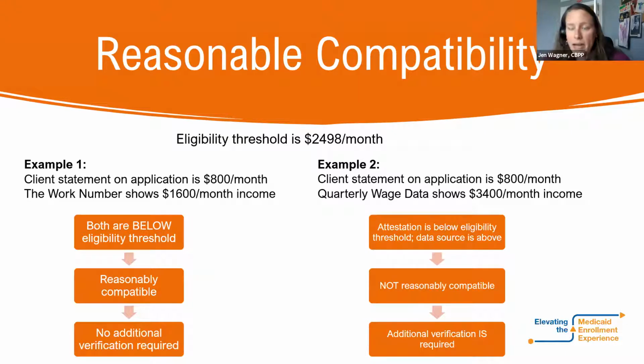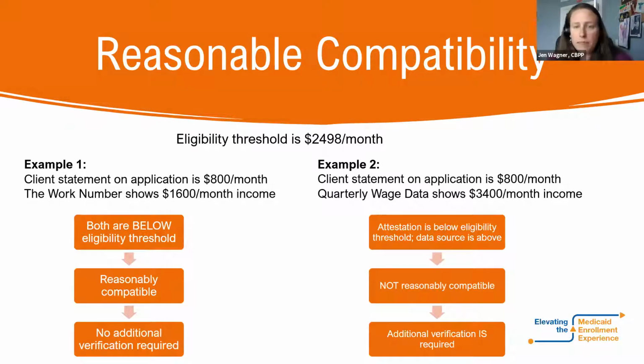Now, looking at the second example, let's say that again, the client statement on the application is $800 a month in income. But here, the state's quarterly wage data source shows $3,400 a month, which is actually over the eligibility threshold for this family. In this case, the client attestation is below the eligibility threshold, but the data source is above. And here they are not reasonably compatible, and additional verification is going to be required.